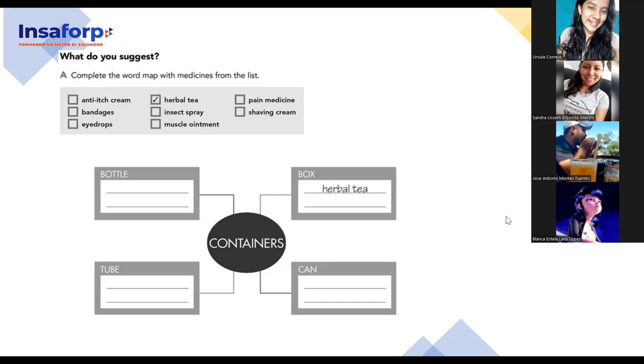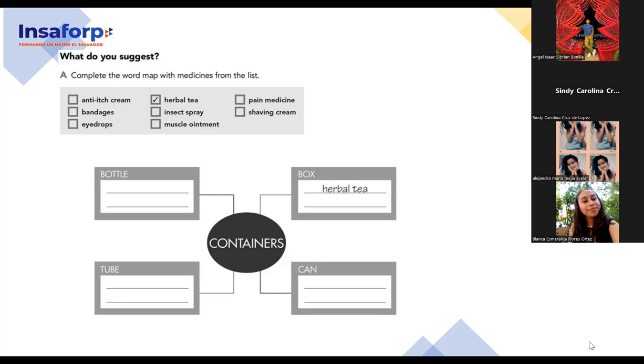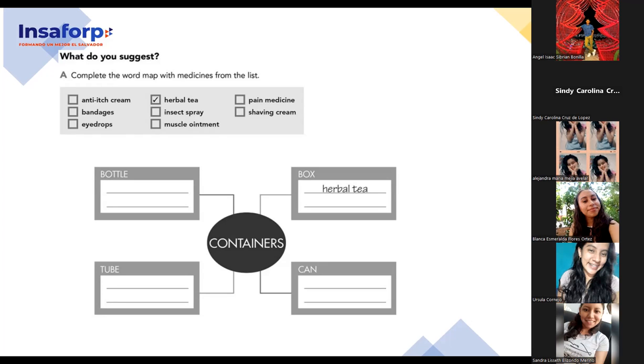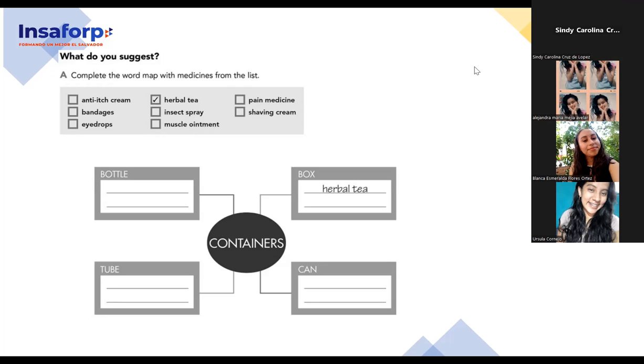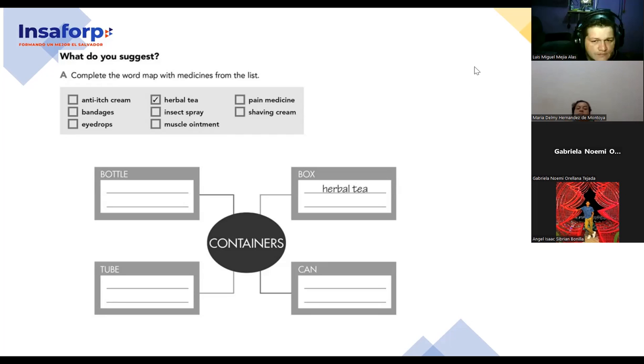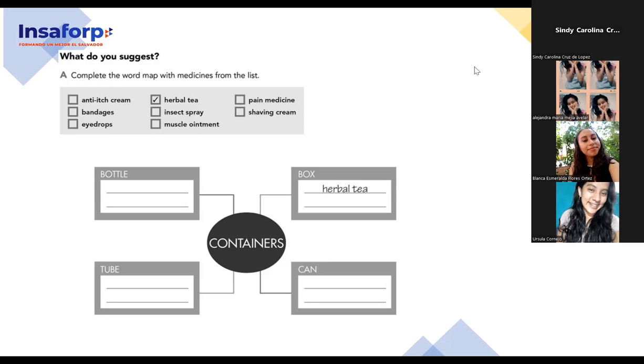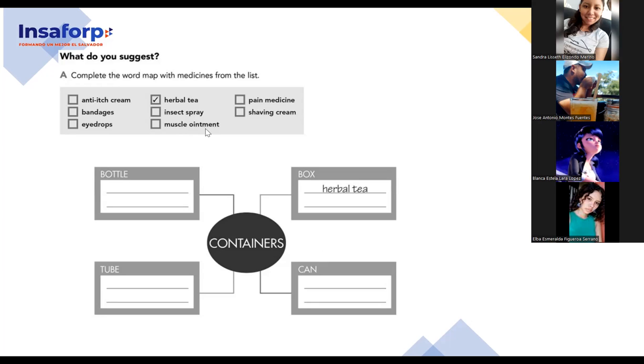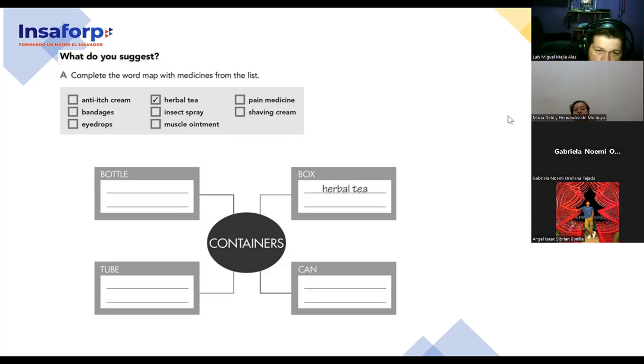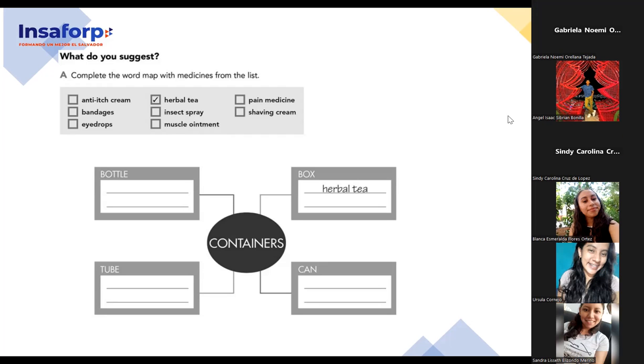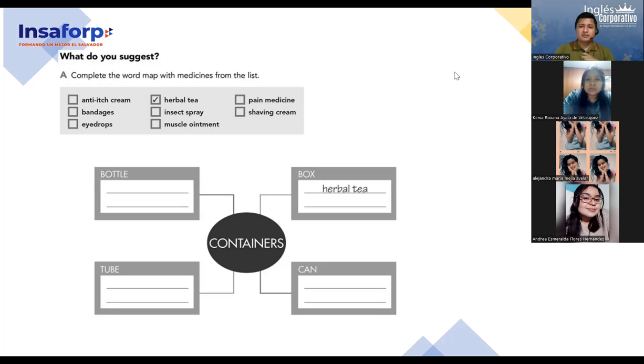Do you understand the vocabulary here, people at home? Do you understand the vocabulary? If you do not understand, tell me. Alejandra Maria Mejia. Hello. One more time. What is the meaning of muscle ointment? Ointment. Alejandra Maria, this one. Muscle ointment. What are muscles? What is a muscle? Yes, an ointment.